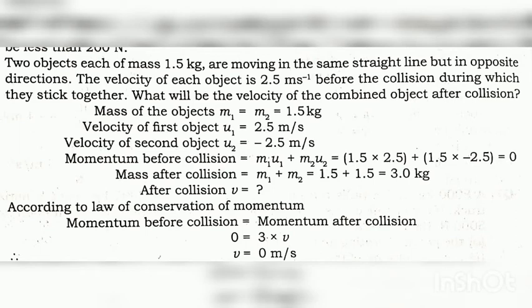After collision, we are not sure what the velocity is. That we are going to find out. So we are going to apply the law of conservation of momentum, where momentum before collision is equal to momentum after collision. Momentum before collision we have found out to be 0. So 0 is equated to mass into velocity. Mass, we have found out that after collision the mass is 3. So 0 is equal to 3 into v. So v is equal to 0 meter per second.